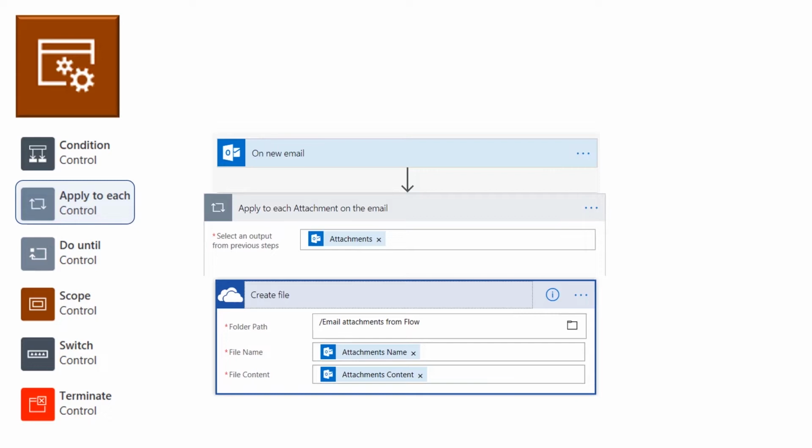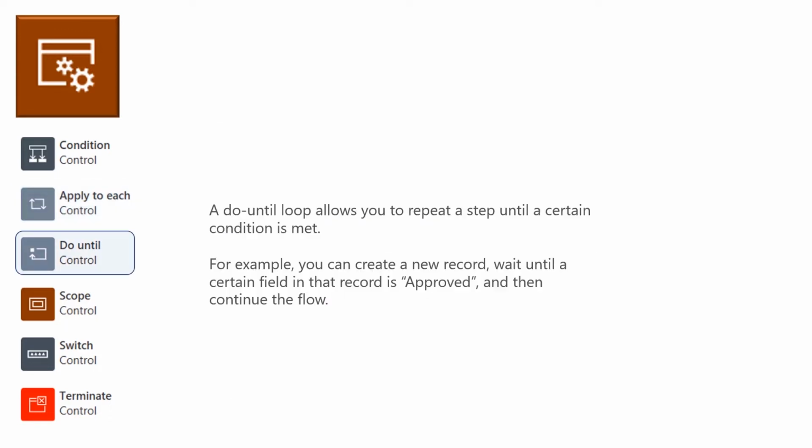And in each case, then within the apply to each loop, it's going to, in this case, create a file in OneDrive and save those attachments using the name and the content of the attachments that came in on the email. I find this to be a really useful flow also because then my inbox isn't all cluttered up with attachments, or rather I don't have to go searching for them. I can go to my OneDrive and search for them that way.